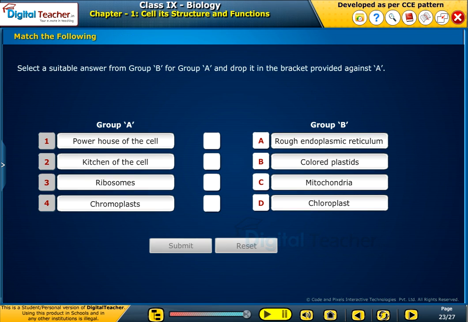Select a suitable answer from Group B for Group A and drop it in the bracket provided against A.